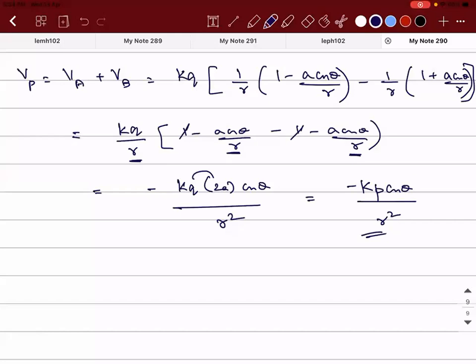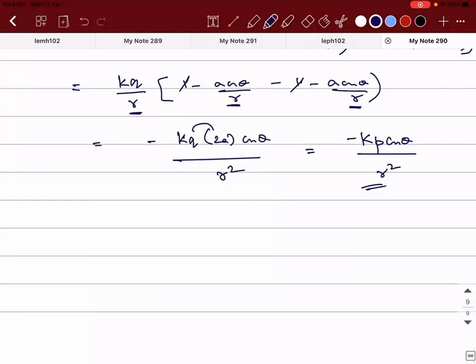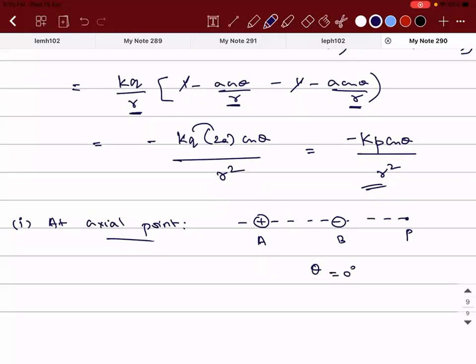Now, listen, even before you copy it. In the first case, at axial point, I started with something like this. A, B. If at all I take the point P here, then what is the angle made by R with the axis? So what is the angle made? It is 0. So in this case, can I say theta is equal to 0 degrees? If I take theta is equal to 0 and substitute it here, I'll get minus Kp divided by R square. Is that not what you got in the first derivation?